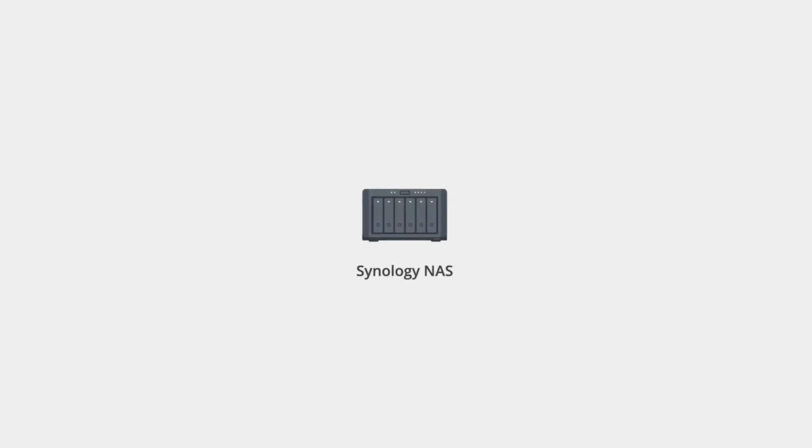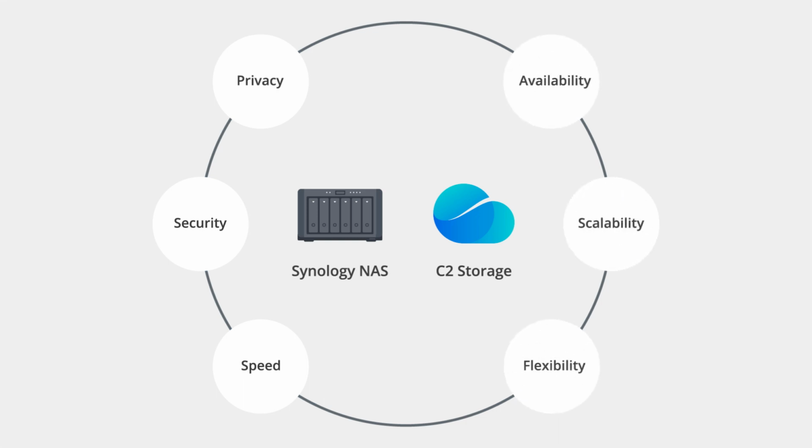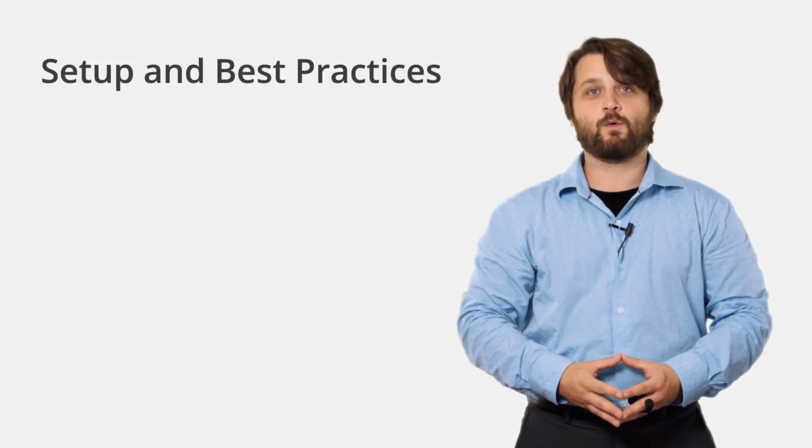So by using your Synology NAS through Hybrid Share alongside C2 storage, you gain the privacy, security, and speed you get whenever you're using your local NAS over your LAN, mixed with the availability, scalability, and flexibility you gain from using a public cloud service like Synology C2 storage. So let's go over some setup tips and best practices before we dive into the demo.